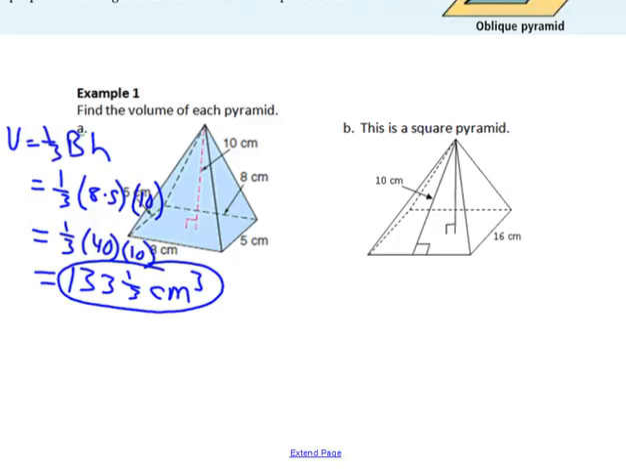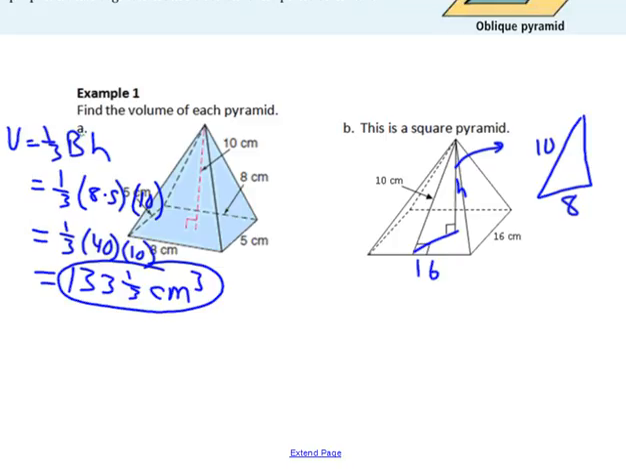All right, letter B. This is a square pyramid. They're both square pyramids, it looks like. Actually, no, the last one was a rectangle. This is a square pyramid, so we know both sides are 16 centimeters. This time we're not given the height. We are, however, given a slant height of 10, and we want to find the actual height. We can make a right triangle here. It would be a right triangle like this, with 10 as the slant height. This is half of 16, so this would be 8 down here. We just have to figure out what that height is.